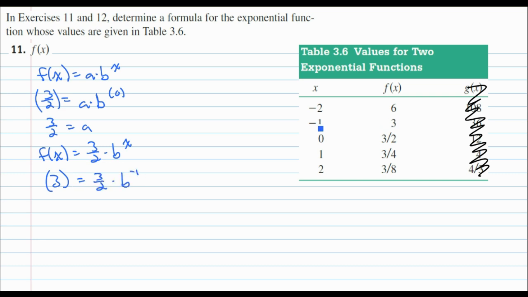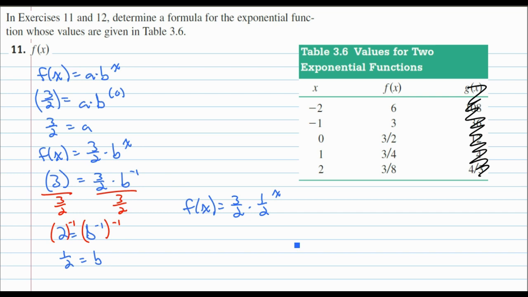-1 for the exponent, and now I get, let's see, divide both sides by 3/2. So I get 6/3, so that's 2 equals b to the negative 1. Raise both sides to the negative 1 power, and I get 1/2 equals b. Therefore, f of x equals my a value, 3/2, times 1/2 to the x power.